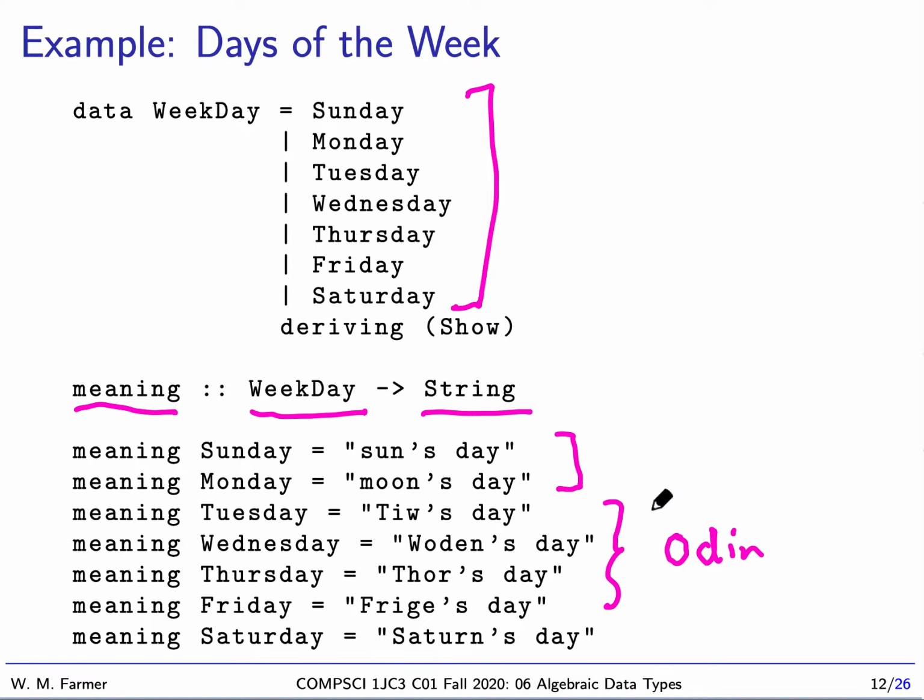Now, the interesting thing is the last day of the week, Saturday, its meaning is a god. It's named after a god, but it's named after a Roman god, Saturn. So it's a curious mixture of Germanic gods and Roman gods.